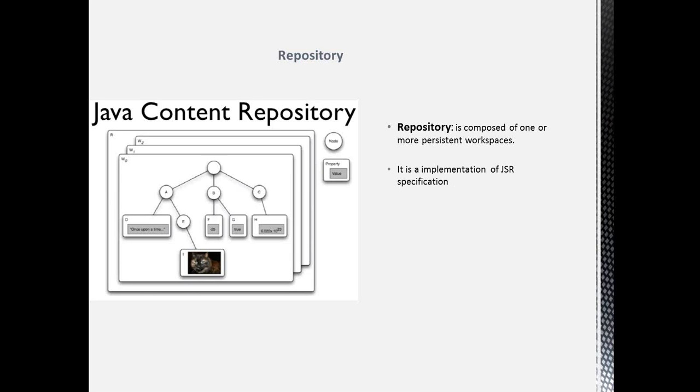What is a repository? It is a complete implementation of the JCR specification. What is an example of a repository? Apache Jackrabbit is a repository. And what is the implementation of a repository? CRX is a complete, fully compliant implementation of the Apache Jackrabbit JCR API.